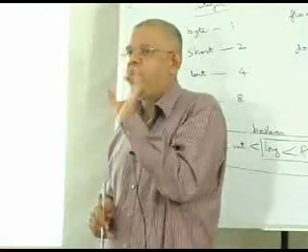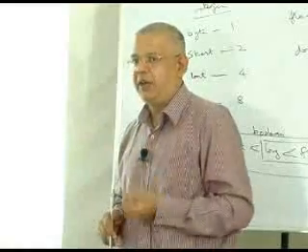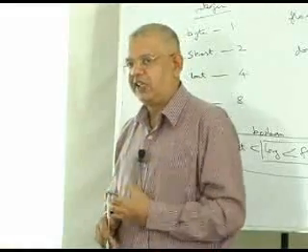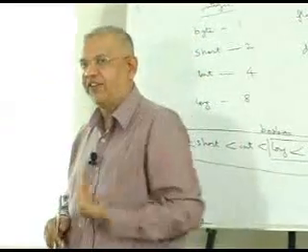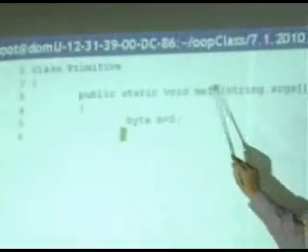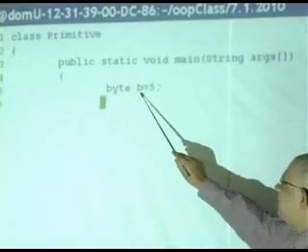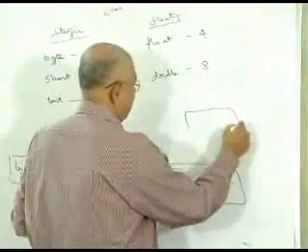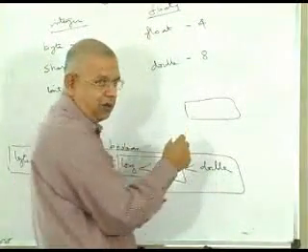Only when you use a new operator on a class name does an object of that class get instantiated on the heap and a reference returned to it. That's not what we are doing here. Here, when we say byte b is equal to 5, in the internal stack of main, a variable is getting created. The name of the variable is b. So a piece of memory is getting allocated on the stack.